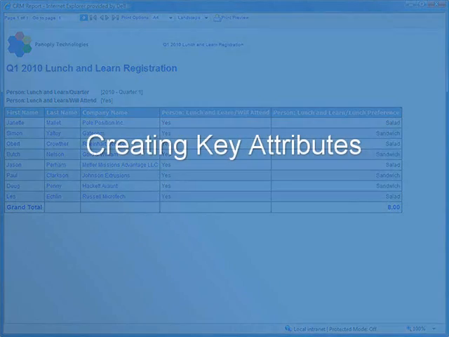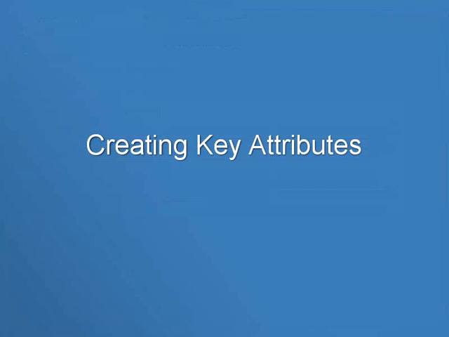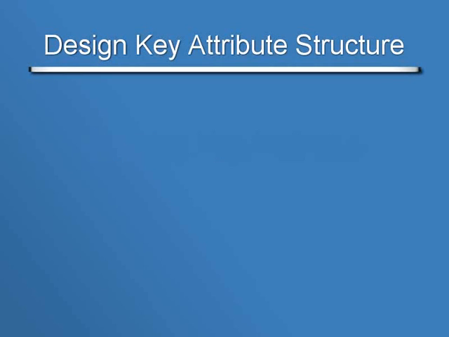So now we'll show you how to create the key attributes that were used in this example. We need to first design a structure for our key attribute category. For demonstration purposes, our structure will be very simple, a single category called Lunch and Learn. The data fields for this category will all be selection lists.